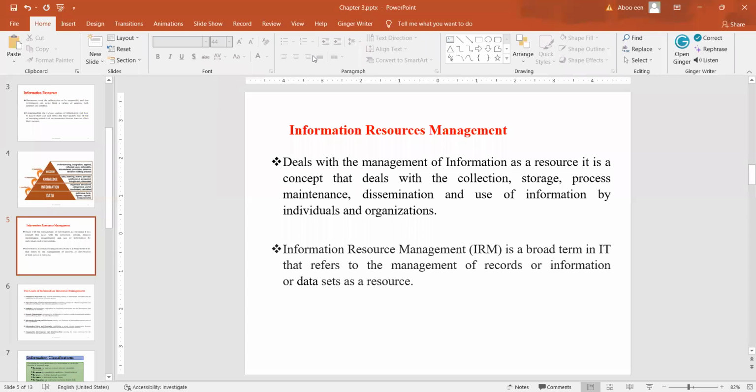If I want to tell it in a nutshell, organizations are highly dependent on this information and they are collecting it from various sources, either internal or external. Organizations believe this information is a resource or asset because of its usage and importance. The collection, storage, processing, maintenance, and dissemination of this information is called information resource management.